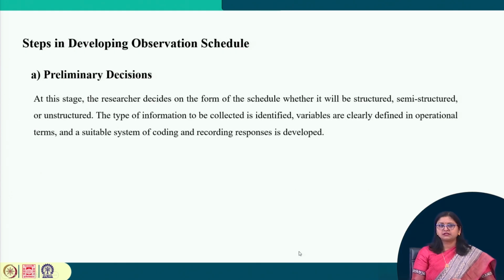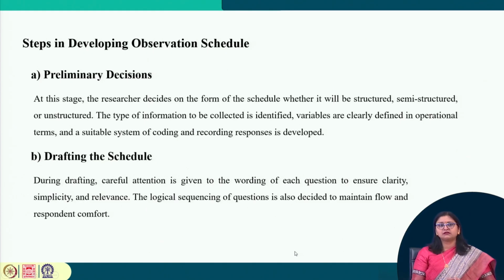Now, the steps in developing the observation schedule. First, preliminary decisions, which we have discussed: at this stage decide the form of the schedule, whether structured, semi-structured or unstructured schedule. Then the type of information to be collected, identify the variables, and clearly define them in operational terms. Then a suitable system of coding and recording responses is developed. Then go for drafting the schedule.